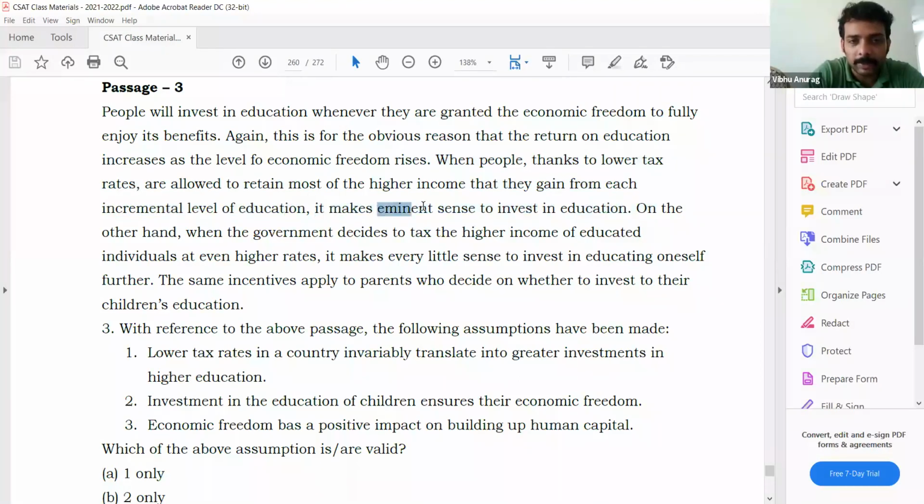This eminent is a typo, it should be imminent, I-M-M-I-N-E-N-T. Eminent means prominent or famous. It makes imminent sense to invest in education.